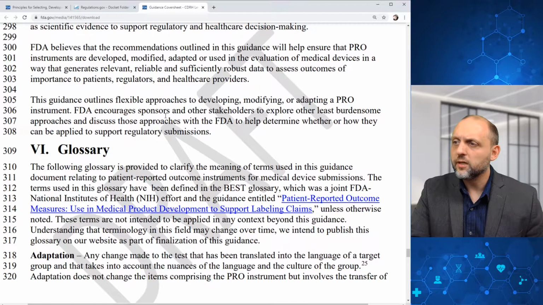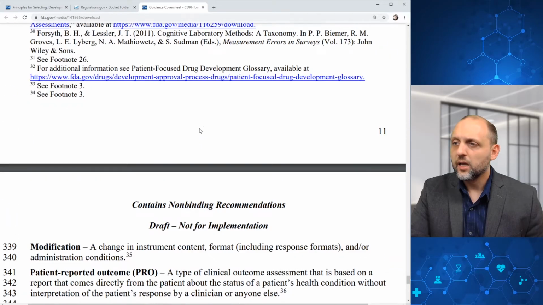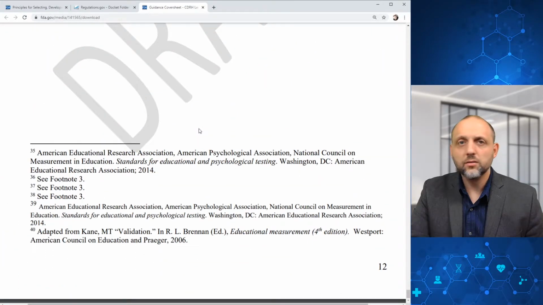This guidance outlines flexible approaches to developing, modifying, or adapting a PRO instrument. FDA encourages sponsors and other stakeholders to explore other least burdensome approaches and discuss those approaches with FDA to help determine whether or how they can be applied to support regulatory submissions. And then we have a glossary of terms, and that fairly well wraps up today's guidance document.